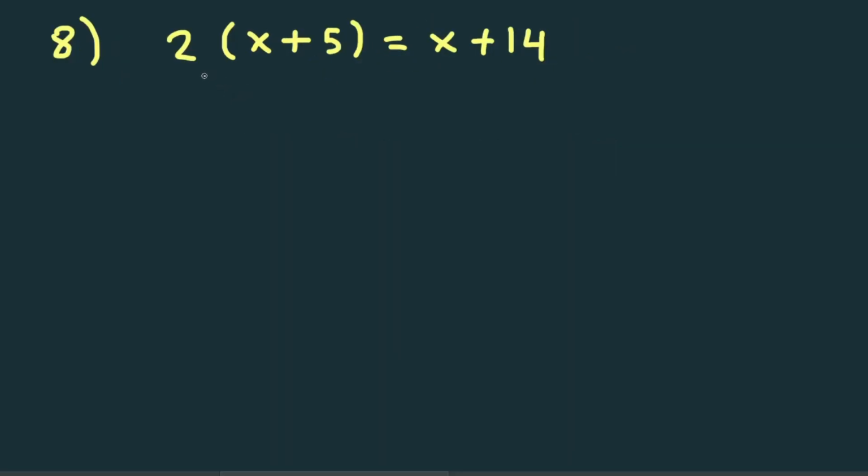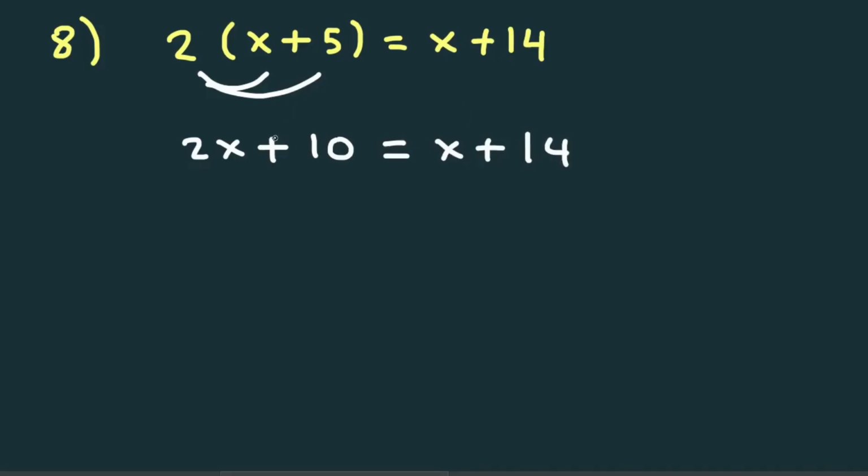Example 8. 2 times x plus 5 equals x plus 14. Here we can expand the bracket. So I have 2x plus 10 equals x plus 14. Then I can bring all the x terms to one side. So let's bring them to the left side. So 2x minus x equals 14 minus 10. So x equals 4.